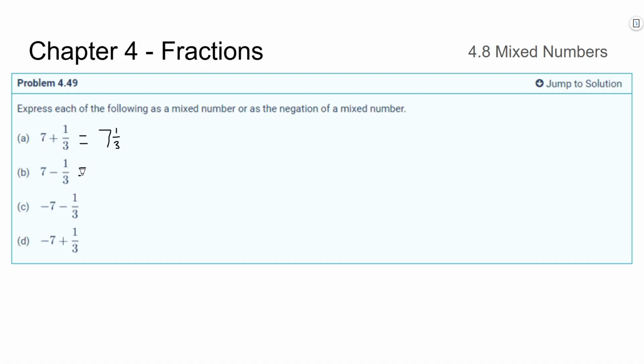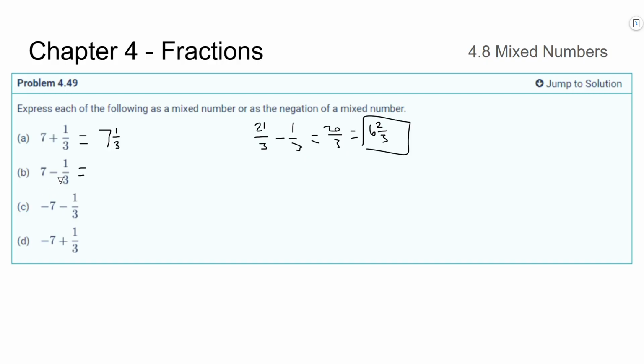Okay, how about 7 minus 1/3? We could go through and convert this to a fraction. We could say 7 is the same thing as 21 over 3, minus 1/3 gives us 20/3. But it says express it as a mixed number, so now we need to convert. Let's see, 3 goes into 20 6 times with 2 left over, right? 6 and 2/3. We could do it that way, and we get the right answer. That is the right answer.